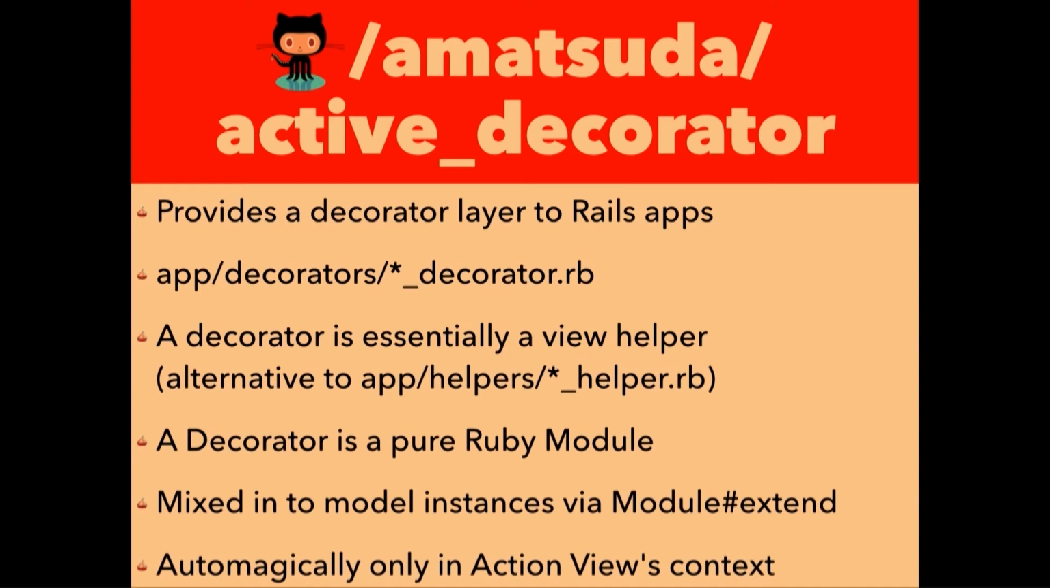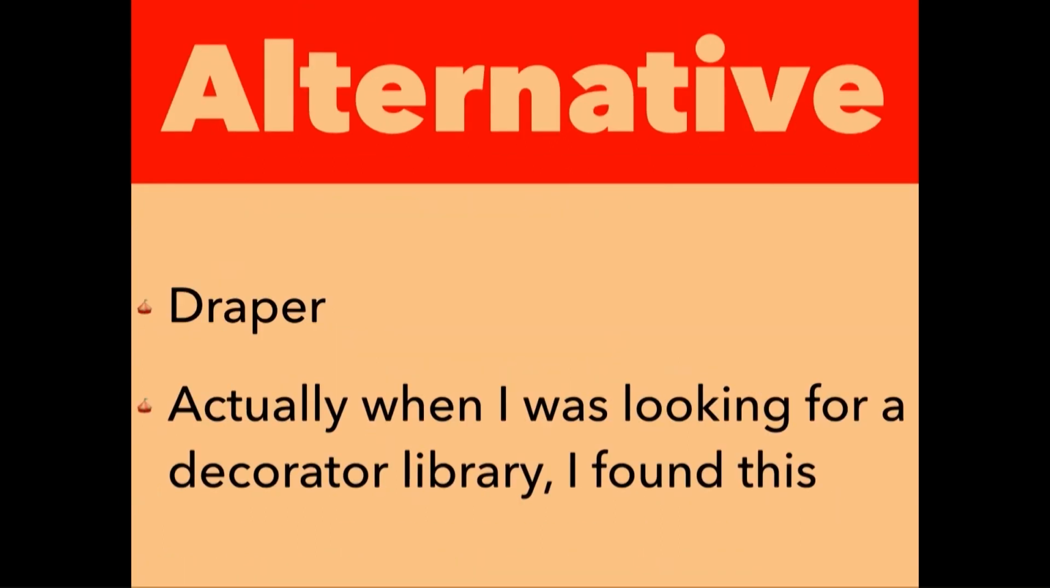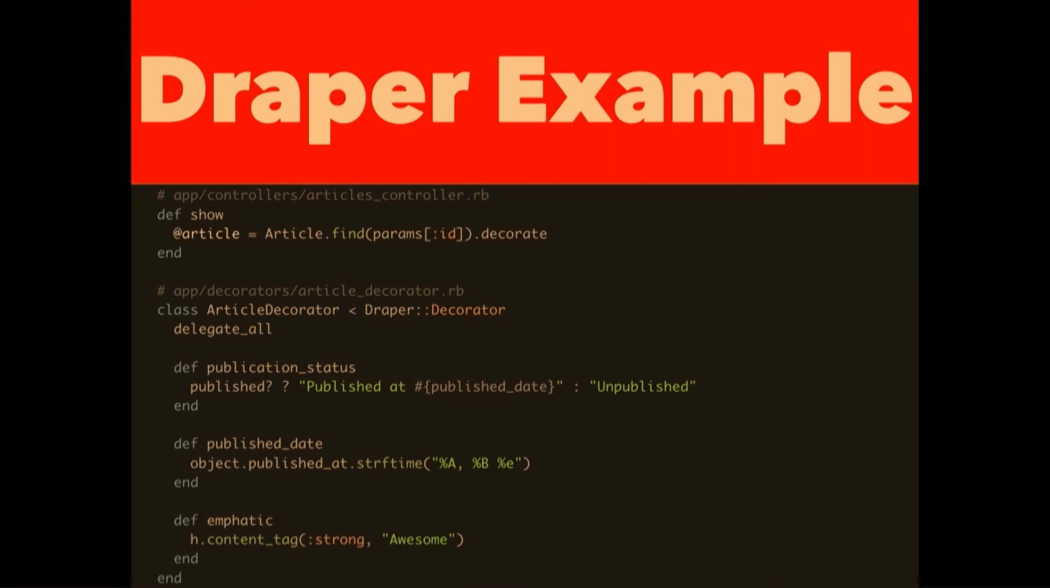Actually, there is a similar kind of Rails plugin. It's called Draper. When I was looking for a decorator library, I first found this, which works like this. You can call the .decorate method in your controller to decorate a model, and you need to declare something like delegate all in a decorator, and a decorator extends from the Draper decorator class. So anyway, this is how it works.